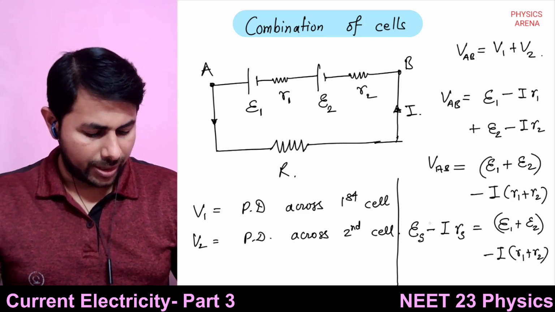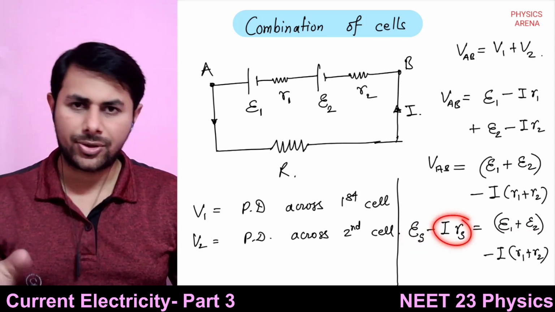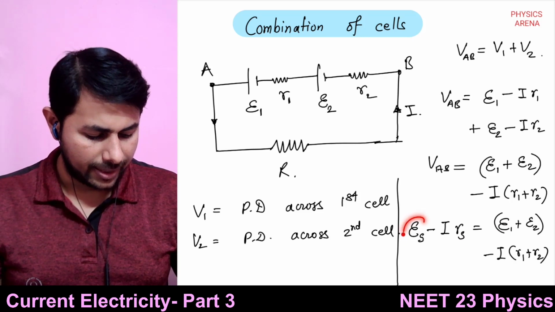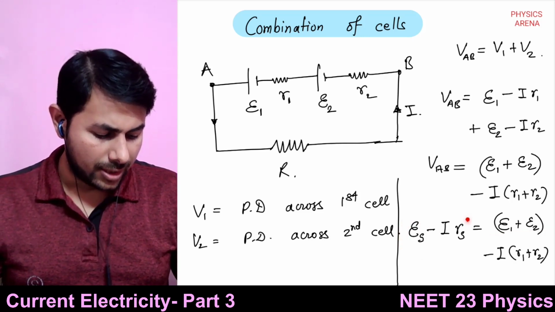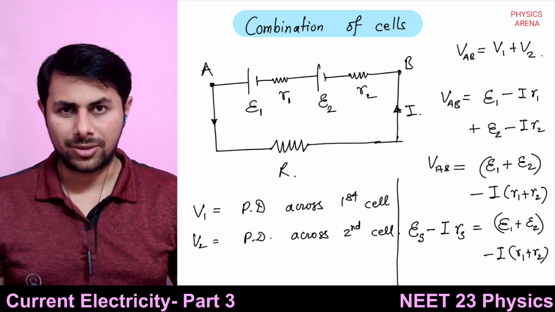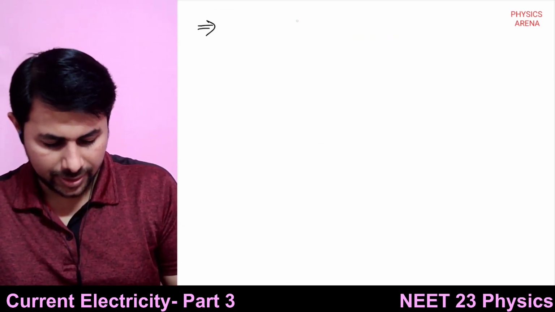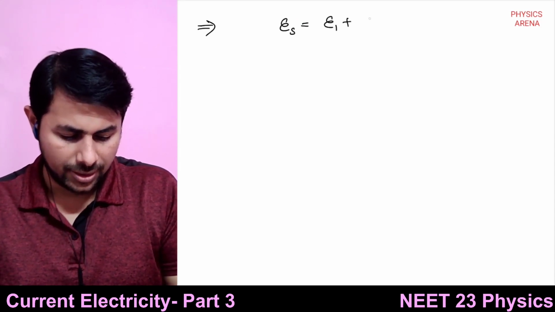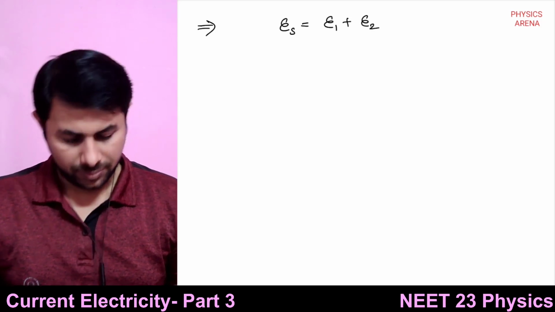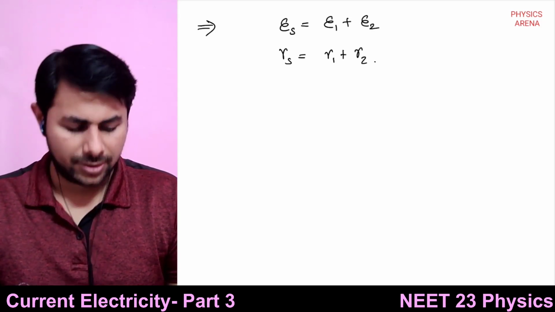So if you compare the EMF terms and the potential drop terms, then you get epsilon S is equal to epsilon 1 plus epsilon 2, and RS is equal to R1 plus R2. So comparing, you get that epsilon S is equal to epsilon 1 plus epsilon 2, and RS is equal to R1 plus R2.